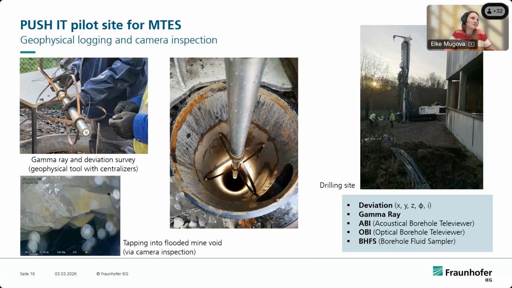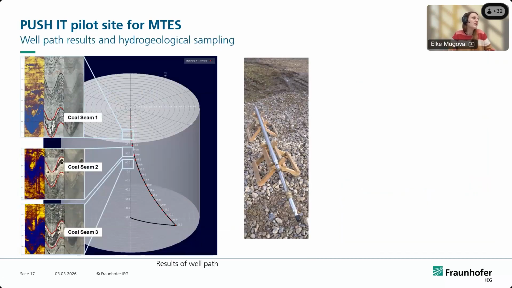Highly recommendable to watch. So here I told you we did some deviation assessment. And this is now from P1. This is the one where we did not hit the mine. And you can see that there is a large incline, and the borehole did not go down straight.